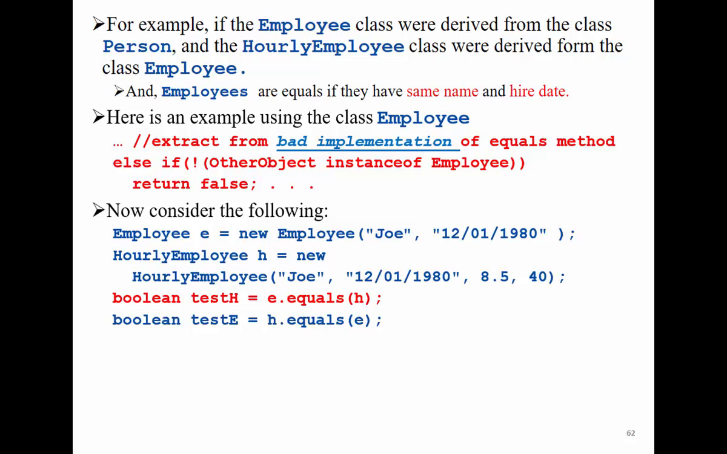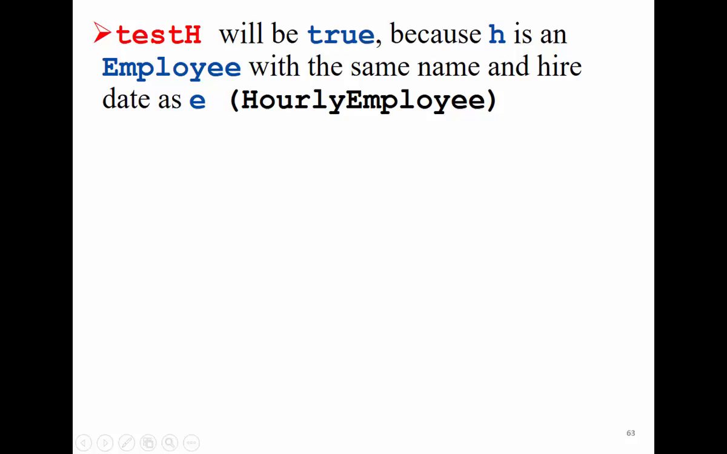Now, E.equals means I'm calling from Employee, and I send H as the other object. So I will check whether the other object is an instance of Employee. H is an instance of Employee. H is what? HourlyEmployee, which is a subclass of Employee. This will return true. So testH will be true, because I'm calling E.equals(H). What is the other object in this case? It is H. What is H? It is actually the HourlyEmployee. So testH will have a true.